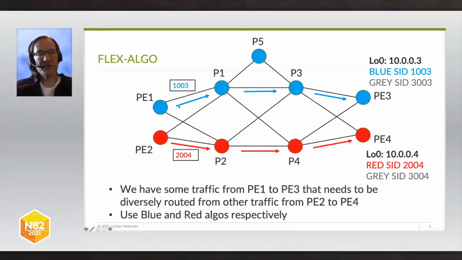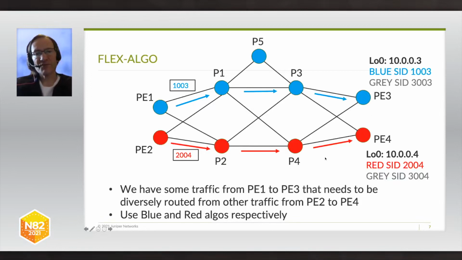And so PE1 sends the traffic only to P1, and P1 in turn realizes that only P3 is the next hop neighbor towards PE3 and sends it only to P3. And so in that way, it makes its way horizontally across the diagram to PE3. In a similar vein, PE2 wants to send traffic to PE4 using only the red flex algo. And so it puts on the SID value associated with PE4's loopback address, 2004, sends the traffic to P2 only, because that's the only viable neighbor in the context of the red flex algo. And so in that way, it makes its way to PE4, as shown by those red arrows.